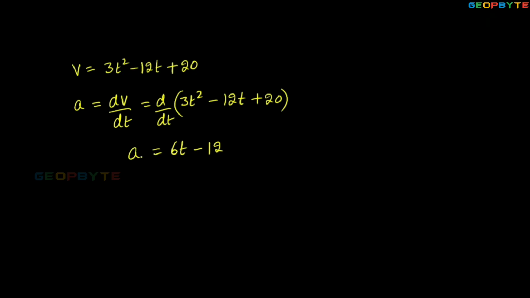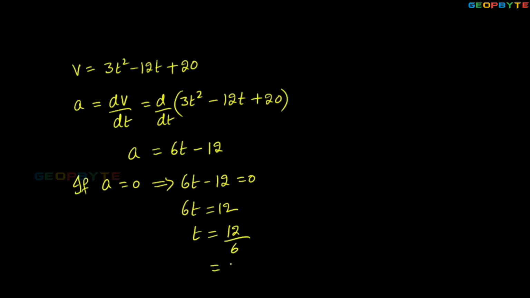It is asking what is the velocity when acceleration is 0. If acceleration a equal to 0, it means 6t minus 12 equal to 0. Right? 6t equal to 12, t equal to 12 by 6, that is equal to 2 seconds. That is the time for the acceleration a equal to 0.